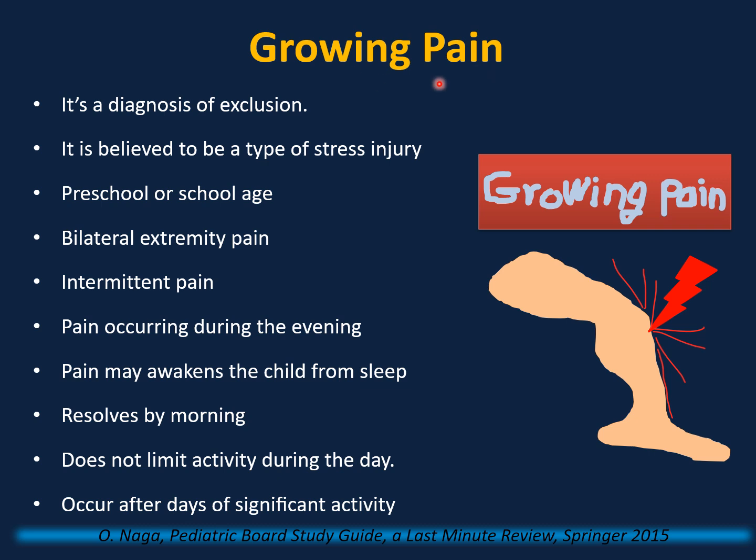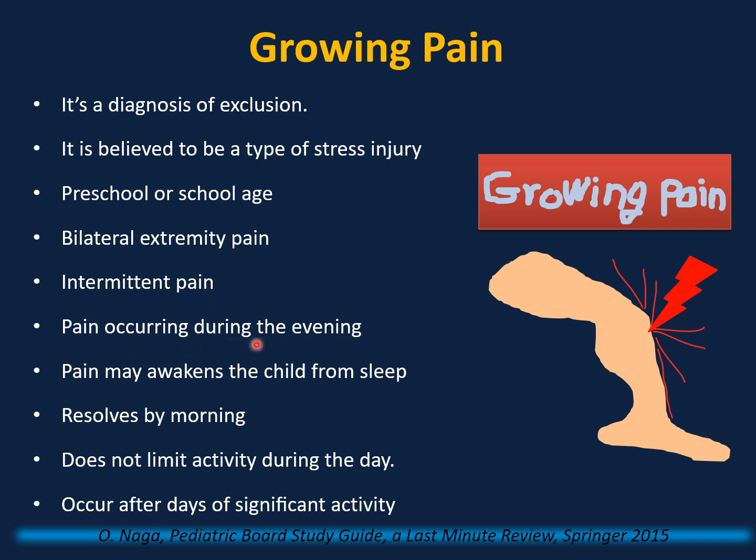Growing pain, very important to discuss because it can be misleading. It's a diagnosis of exclusion. It is believed to be a type of stress injury. Otherwise, the exact cause is unknown. Preschool or school age, this is the most typical age, 3 to 10 years of age. Bilateral extremity pain, always bilateral, moving from one leg to another, is not localized, is not just in one single location. Intermittent pain comes and goes, so it is not persistent.